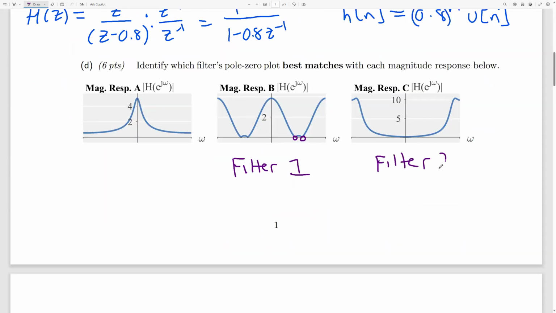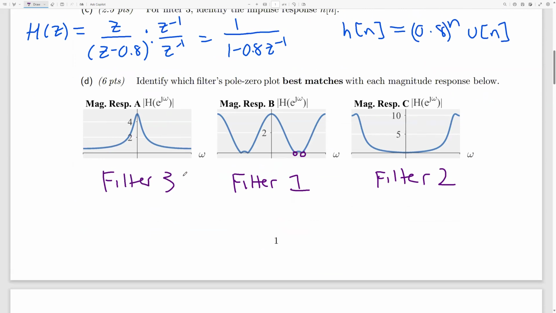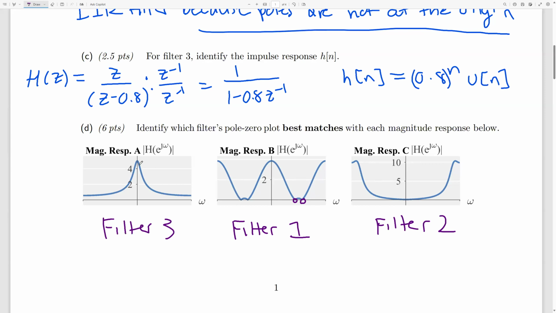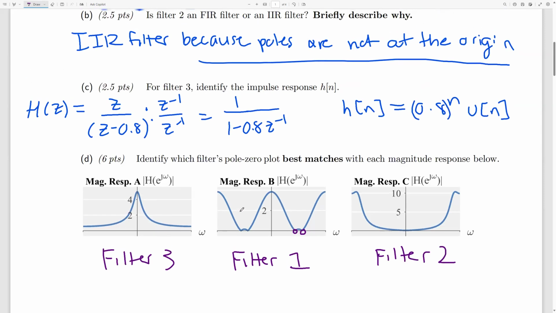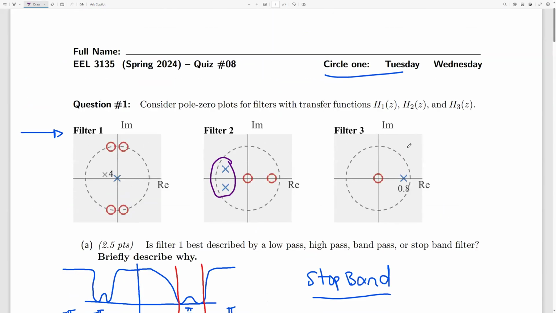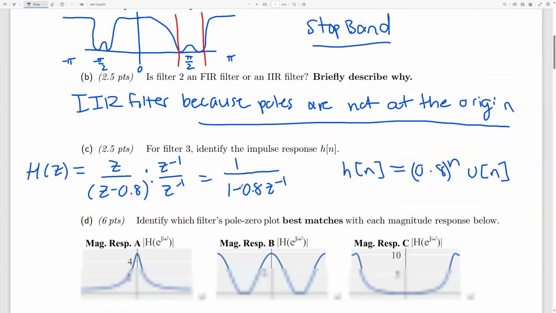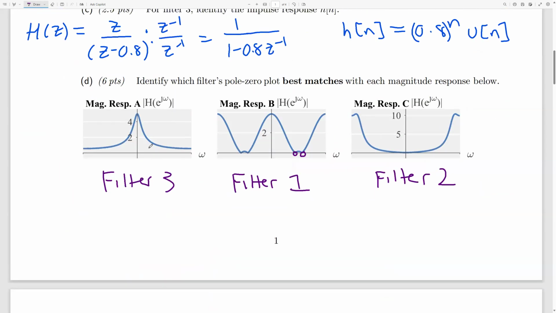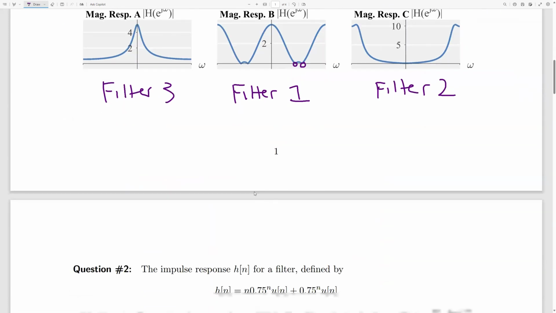By process of elimination, you would get that this is filter 3. But let's say that you just want to reason it out. You want to have a pole near the origin so that not pole near the origin. You want to have a pole on the 0 frequencies so that near the 0 frequencies, its value is going higher. So that will be exactly filter 3 because its pole is at 0.8. So that's the rationale for thinking about how to match these together.